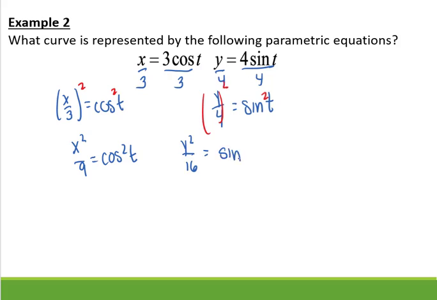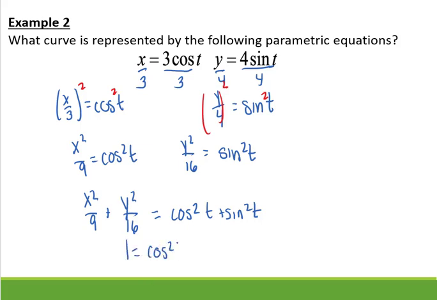I'm going to add the left sides together and add the right sides together. Adding the left sides and adding the right sides, I get, oh, I did that the wrong way. Cosine squared plus sine squared is 1. So we get x squared over 9 plus y squared over 16 is equal to 1. Hopefully you recognize that this is an ellipse.